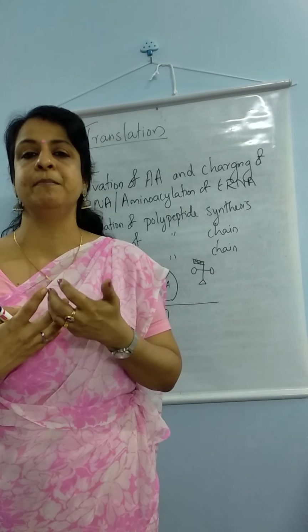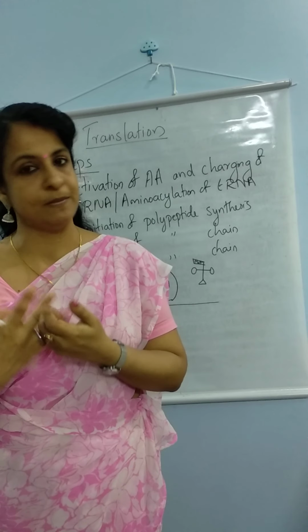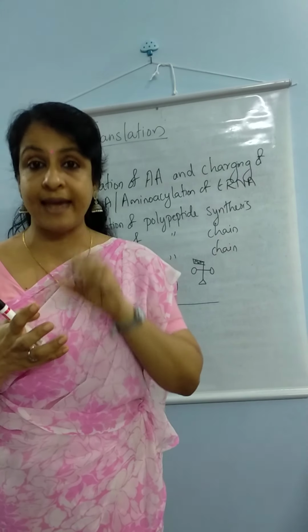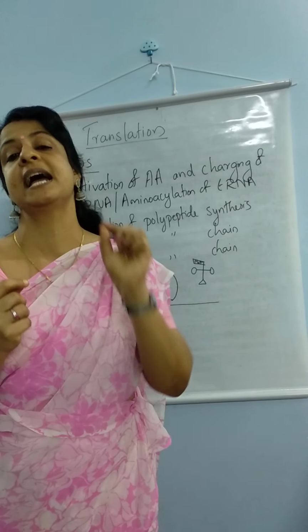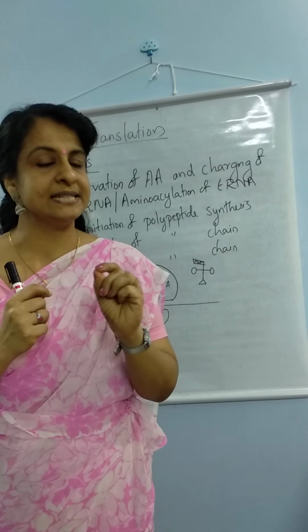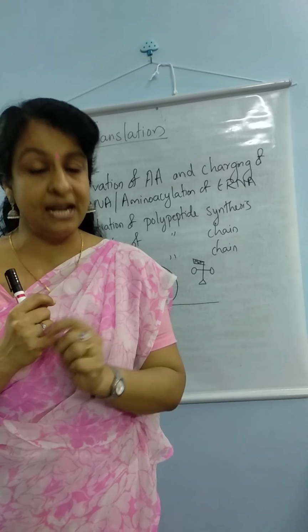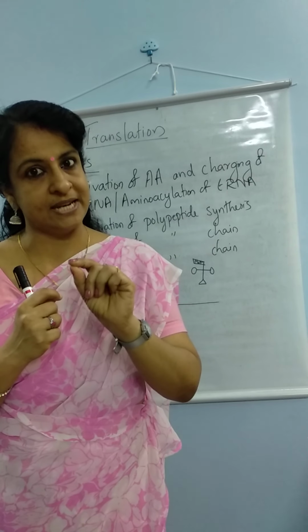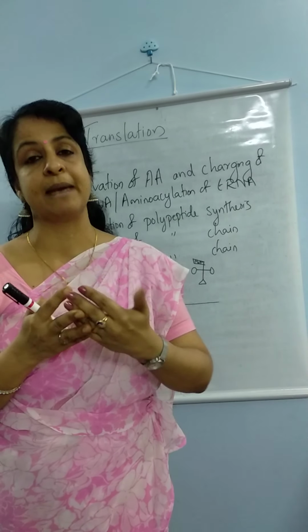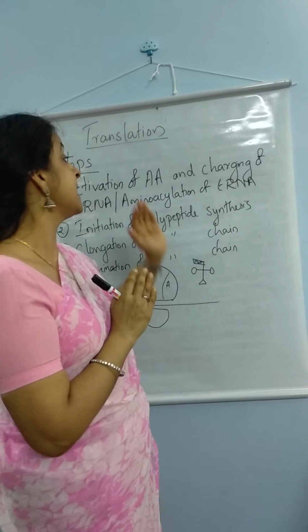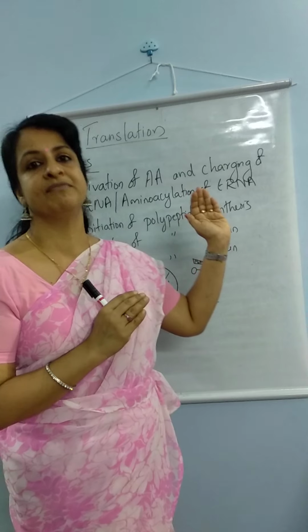So, it should be activated. That is done by ATP molecules and magnesium ions. In the presence of ATP molecules, magnesium ions and the enzyme, amino acyl tRNA is synthesized. What happens? The amino acids will get activated and chemically bind to the cognate, meaning its corresponding type of tRNA. Okay, and that process is called amino acylation of tRNA.